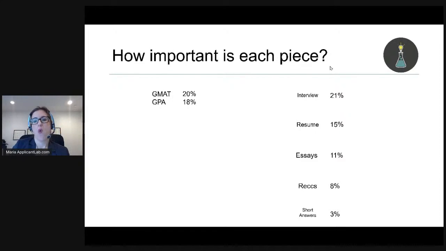Now, usually at this part of the presentation, people will react with a little bit of surprise because they'll say, oh my gosh, the resume is 15%. So it's funny because when you start looking into the excellent advice being given in GMAT Club message boards, there's so much emphasis on the essays. What am I going to write in my essay? What should I do on this essay? But in fact, the resume is more important than the essays. And this is something that often shocks people.